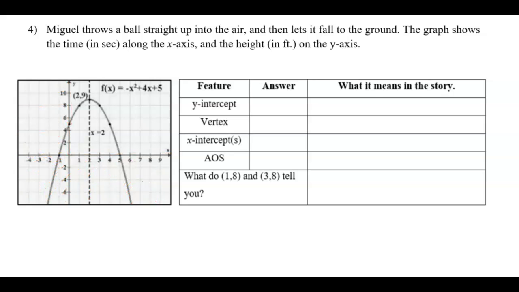What is the y-intercept? 0, 5. What is the vertex? 2, 9. What are the x-intercepts? Negative 1 and 5. I'm just going to list them since we don't have a ton of room there. So x equals -1 and 5. And what is the AOS? X equals 2.